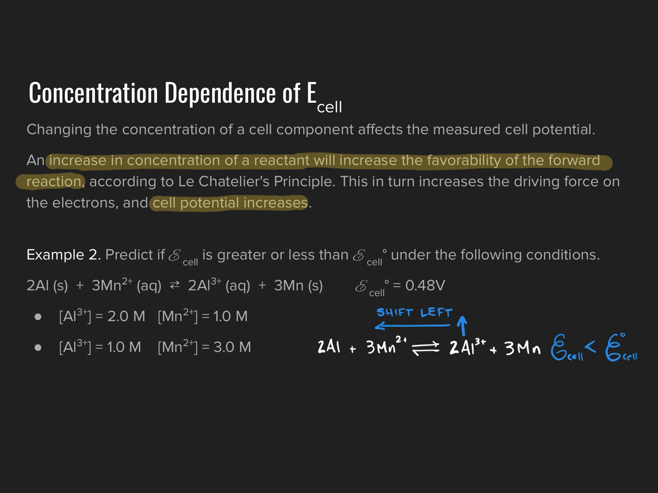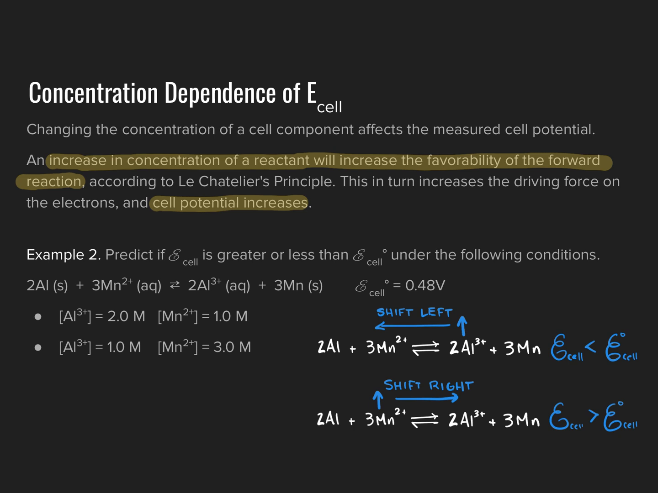Now conversely, for the second set of conditions, we start again with aluminum under standard conditions of 1 molar concentration, but the manganese 2 ion is now listed with a concentration of 3 molar. In effect, we are increasing the concentration of a reactant, which should increase the favorability of the forward direction reaction by Le Chatelier's principle, and as such, I would now expect to see a cell potential for this cell in operation which would be greater than the standard cell potential. So again, we would see a cell potential larger than 0.48 volts for this particular cell overall.